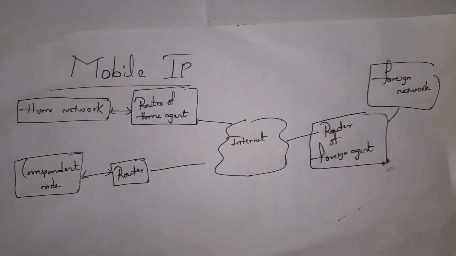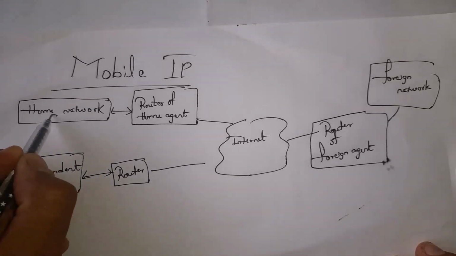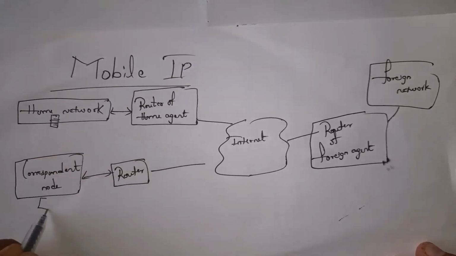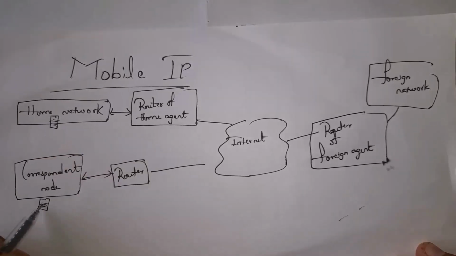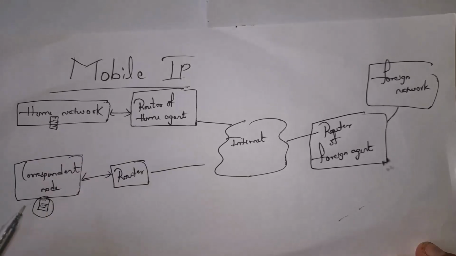For example, corresponding node means the node which wants to transfer data to a device which is present in home network. We call that device as corresponding node. For example, one mobile is present in home network and there is another mobile which wants to send data to the device which is present in home network. So we call this node as corresponding node.